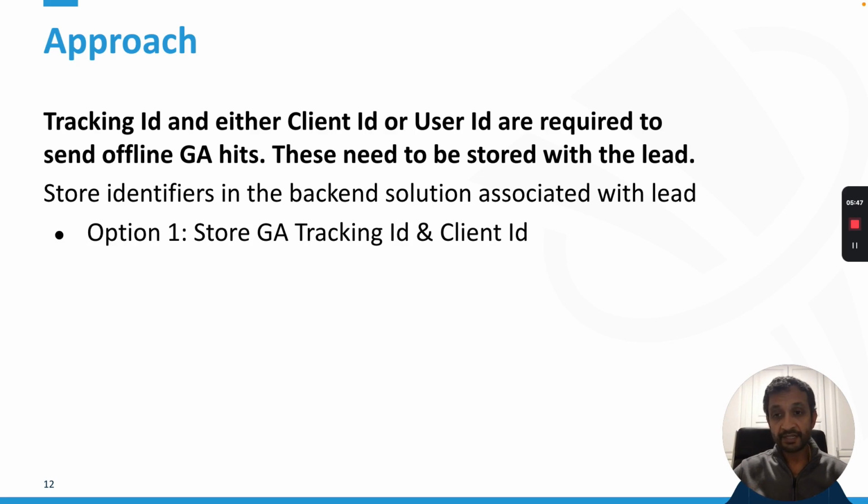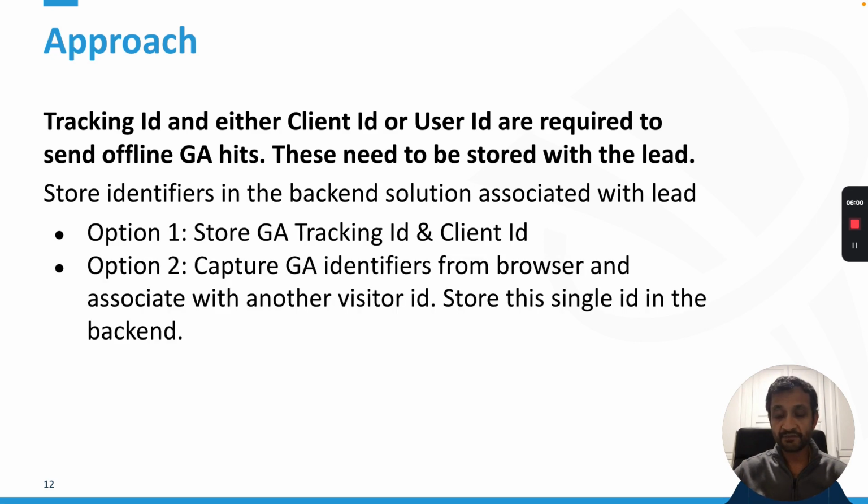If you only care about individual goals and you only care about the Google Analytics tracking, you can store that Google Analytics tracking ID and client ID directly in your backend platform. The second option, which we use at FunnelEnvy and gives us a little bit more flexibility across different implementations and other identifiers that we have to track, is to actually capture those GA identifiers, the tracking ID and client ID, in the browser and associate them with another visitor ID that we set as a cookie. Then we store that single ID, that visitor ID, in the backend platform and translate it when we're sending those hits to GA.